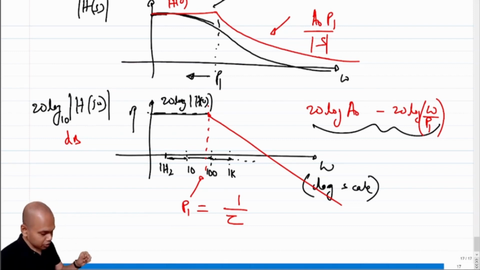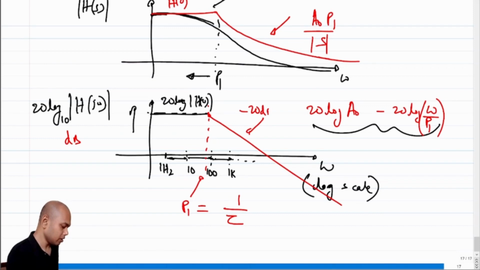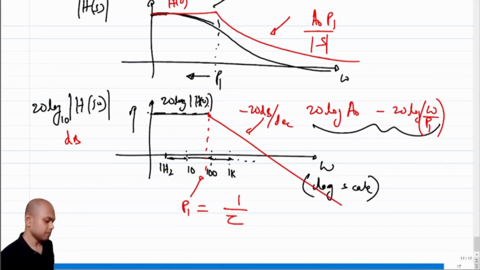The value of the flat portion will be the DC gain. Then you hit the first pole. What is the location of the first pole? The location of the first pole is at 1 over time constant. And then what is happening after the location of the first pole? It rolls off at minus 20 dB per decade, right? This is minus 20 dB per decade.